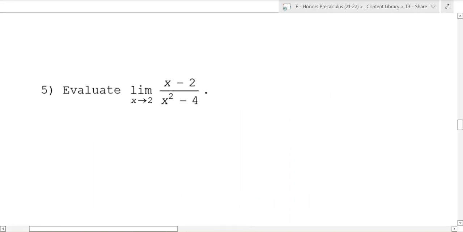Sometimes you have to do a little bit of algebra first. If you can't plug in 2 into this, because if you do, you get 2 squared minus 4, which is indeterminate. So if you plugged it in directly, you get 2 minus 2 over 4 minus 4. 0 over 0 isn't anything that you can evaluate.